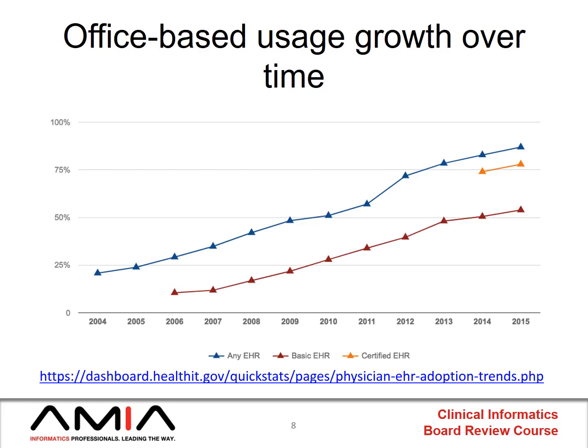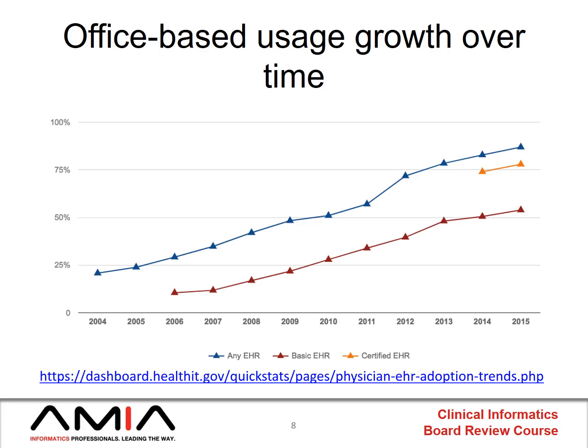That basically means that a physician has a medical or health record system that is either all or partially electronic and does more than systems solely for billing. Usage of any EHR system has reached 86% by 2015. Another measure that has been carried out over the years is basic EHR.